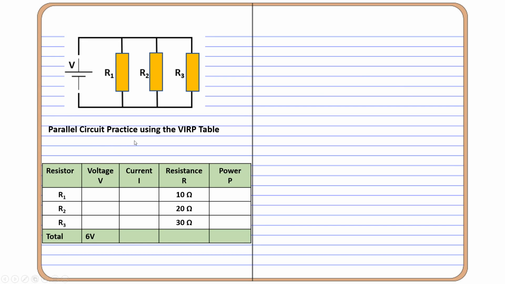Parallel circuit practice using the verb table. Three resistors R1, R2, and R3 are connected in parallel. A voltage V provides the energy for this circuit.